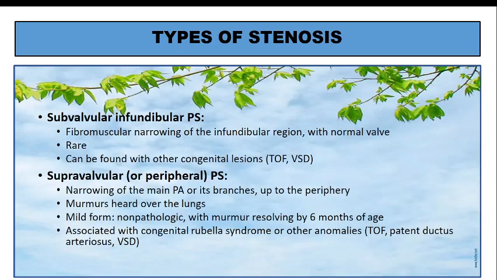Subvalvular matlab valve jahan hai uske neeche ka bhaag. Valve normal hai, but neeche wala jo bhaag hai jahan se blood aana hai, wahan par there is fibromuscular narrowing. So this can create a problem.